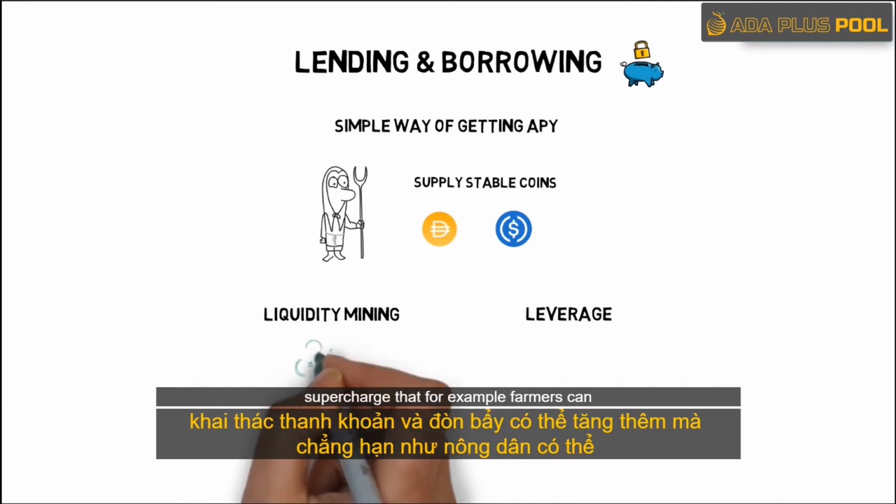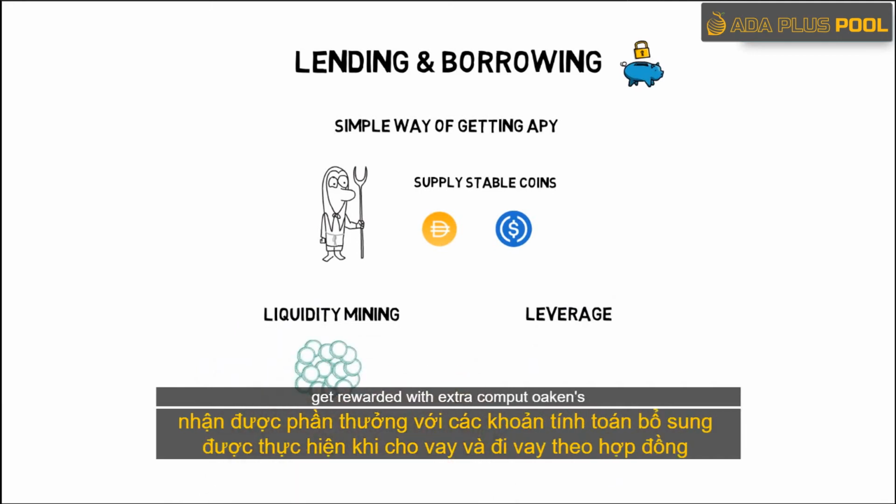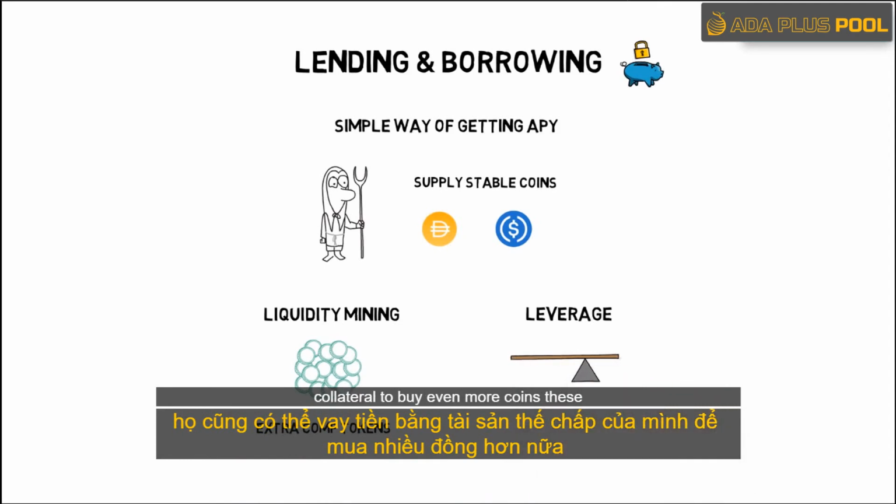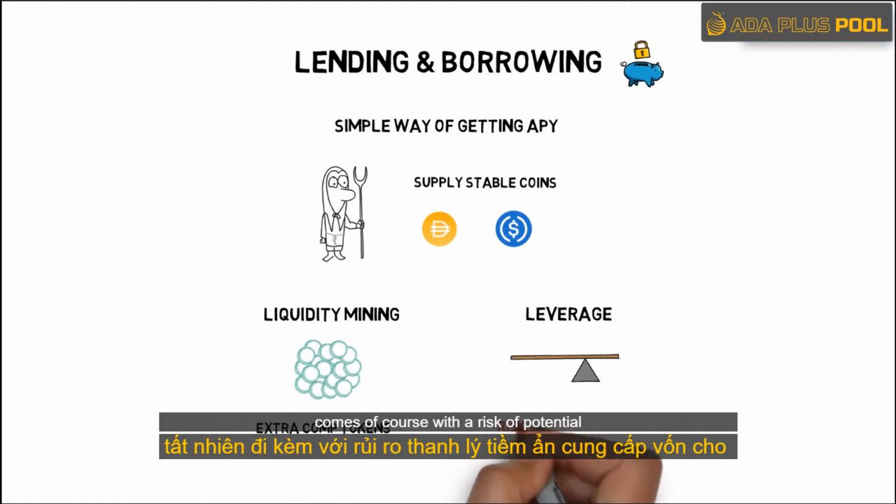For example, farmers can get rewarded with extra COMP tokens for lending and borrowing on Compound. They can also borrow funds with their collateral to buy even more coins. This comes, of course, with a risk of potential liquidations.